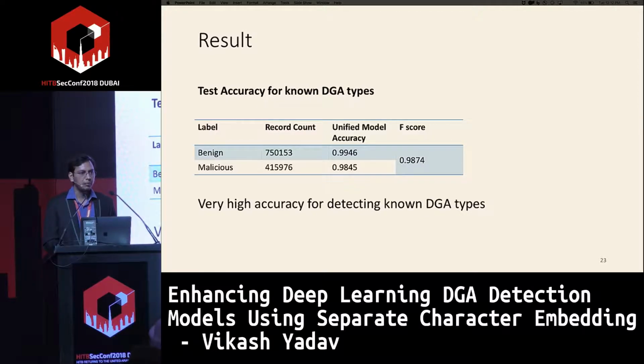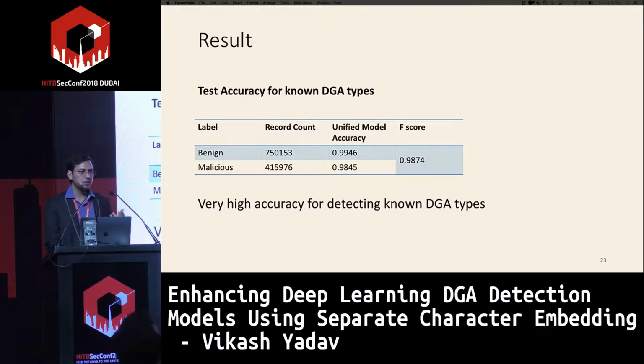Also the F-score, which is a number between 0 and 1, is generally used for model accuracy where the two classes are imbalanced. Here the benign domains are more in number as compared to malicious domains. F-score gives a measure of the accuracy of the model when the two classes are not equal. And since 1 is the highest number, our model is very close to 1. So it has very good accuracy in detecting these DGA. But these are for the non-DGA.